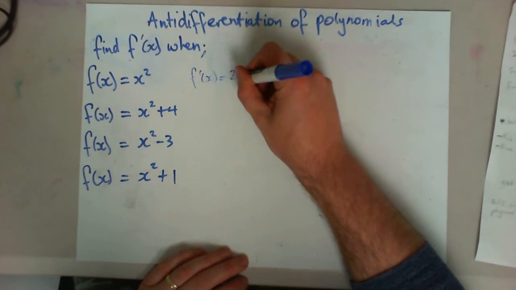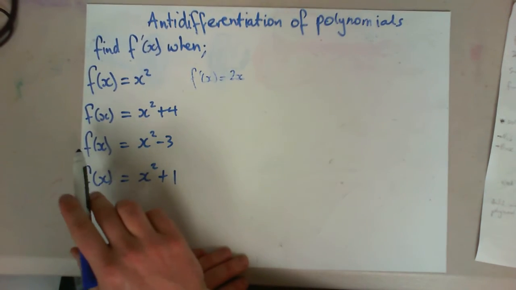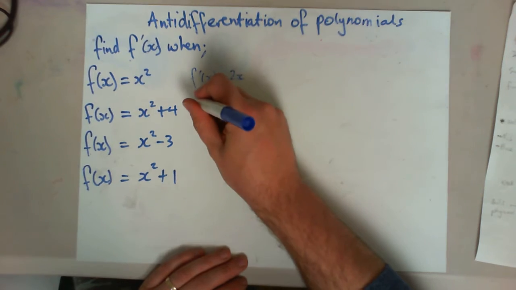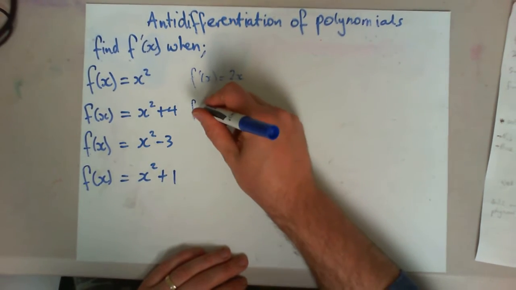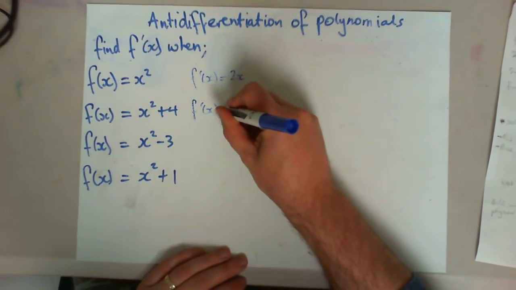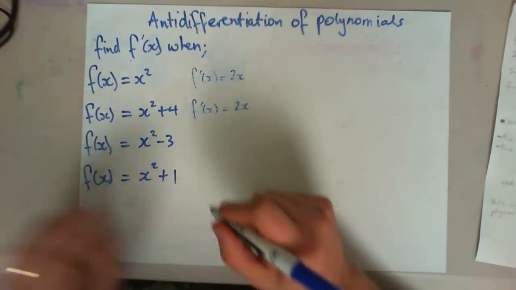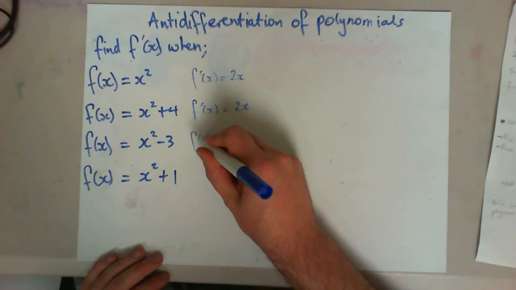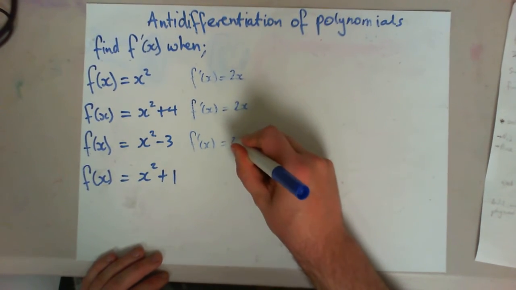equals 2x. Similarly, if we look at f of x equals x squared plus 4, well we know our 4 drops out, so we're going to get f dash of x equaling 2x also. And we can see that for all these examples, f dash of x equals 2x.